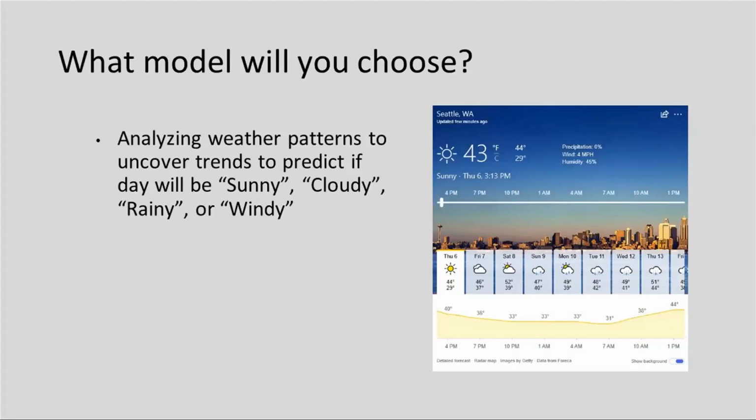If you were analyzing weather patterns to uncover trends, once again, this is a supervised learning problem, provided you have historical data on weather patterns in a city with days classified as sunny, cloudy, rainy, or windy. If you did not have the labels, the option would be to use clustering or unsupervised approaches to identify what your classes could be.